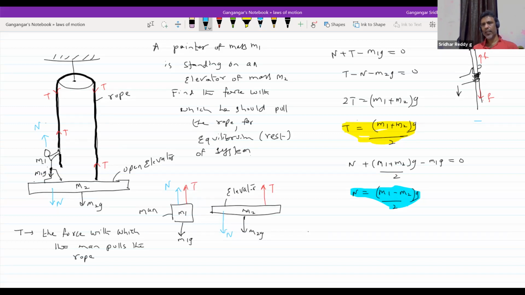Where this T is equal to F. So therefore, F is nothing but equal to T, no? So therefore, I'm just showing the tension acting on the man. Got the idea?